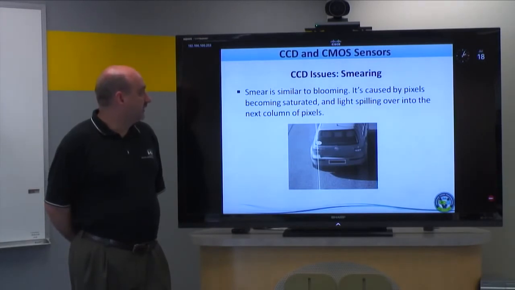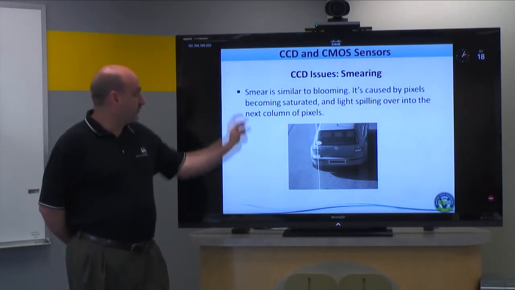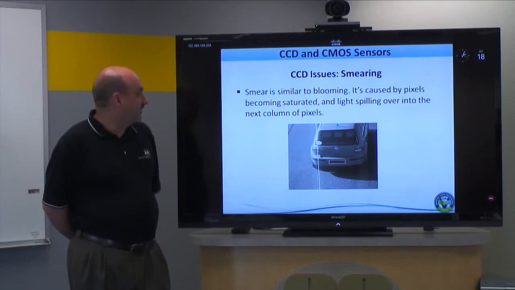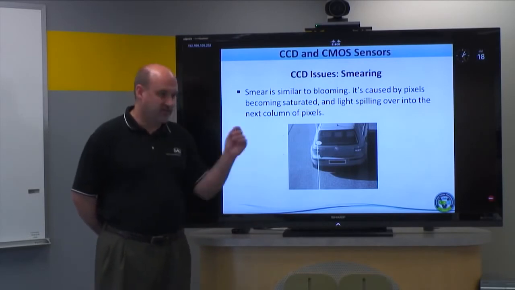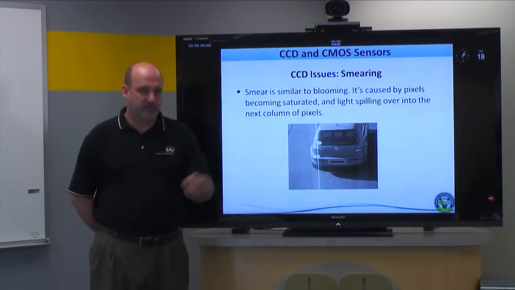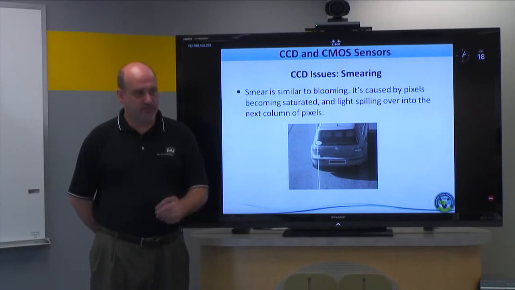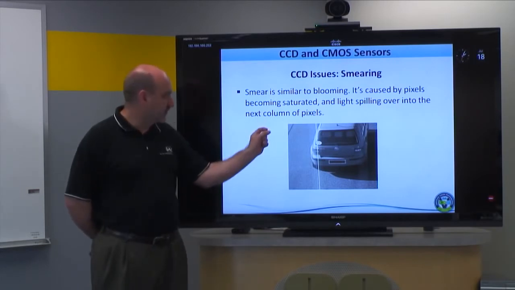Similar to blooming, there's smearing or vertical streaking, and this is also caused by the pixels being saturated and light spilling over into the next column of pixels. So essentially what's happening here is the light is spilling over, but as I described, there's vertical and horizontal shift registers, and light is spilling into a vertical shift register.